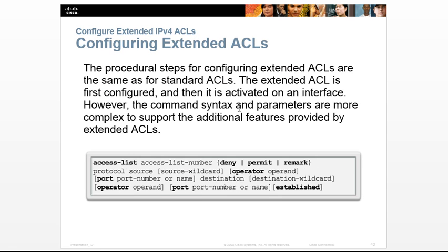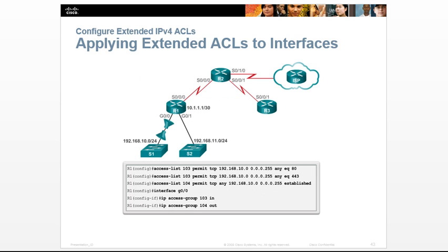So the steps for configuring an extended ACL are the same as for standards. First, the extended ACL is configured, then activated on an interface. However, the command syntax is a little more complex because we have more in it. So earlier, where we just had a couple of commands, we've still got deny, permit, or remark now, but now we've got a protocol, a source and a source wildcard, then a port, a destination, and then a port or a name, and then we can add the established keyword if we want to allow it to establish or break it. Here they're just giving an example of that.